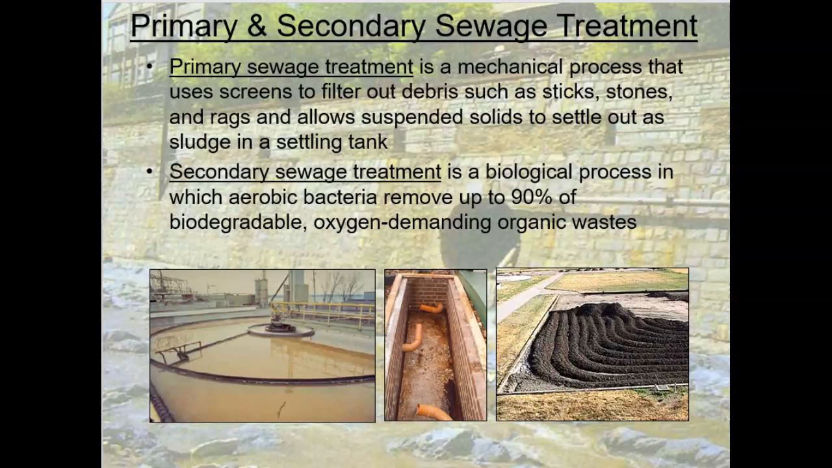So at sewage treatment plants we have primary and secondary sewage treatment, and in our case in Santa Clara County and actually in the entire Bay Area we even have tertiary. That means tertiary meaning a third treatment. So primary sewage treatment is a mechanical process that uses screens, and it filters out debris like stones and sticks and branches, rags, big large debris. And secondary is a biological process where they use anaerobic bacteria to remove up to 90% of the biodegradable oxygen-demanding organic waste.